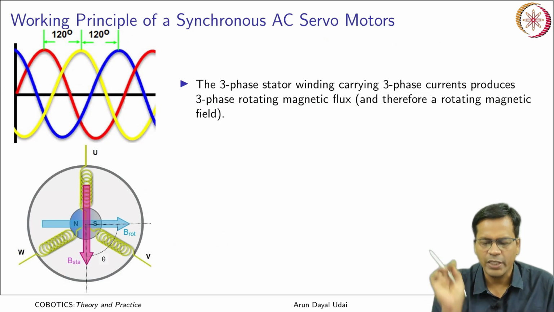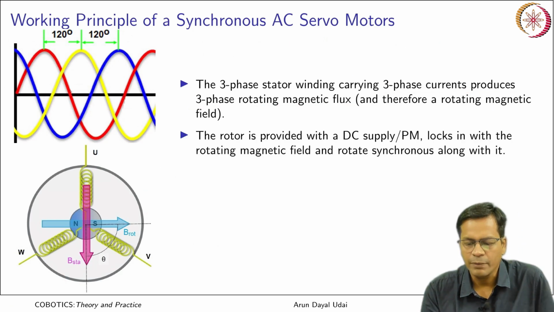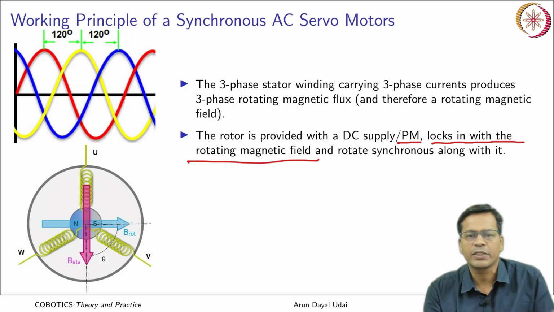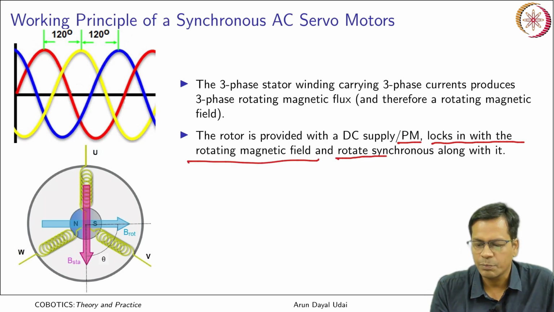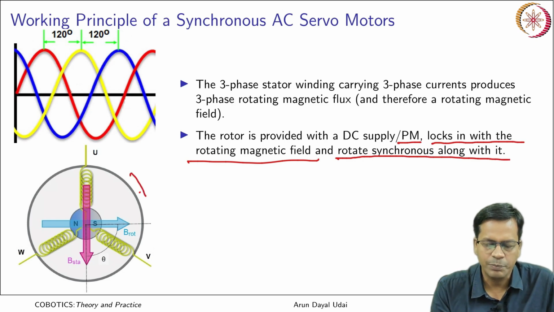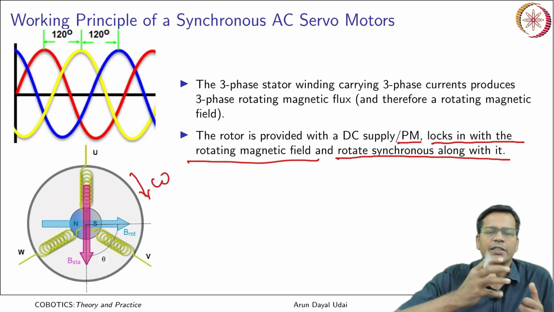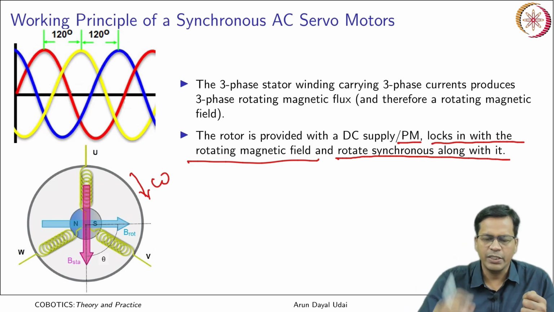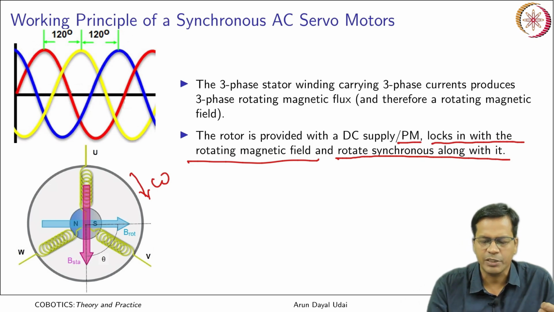So this three-phase stator winding carries three-phase currents that produce a three-phase rotating magnetic flux, and therefore the rotating magnetic field. The rotor is provided with a DC supply, or it has a permanent magnet which locks in with the rotating magnetic field, and they rotate at the synchronous speed of the rotating magnetic field. Got it? Whatever the speed of the rotating magnetic field is, that becomes the speed of the locked-in armature which has the permanent magnet. So permanent magnets get locked to the rotating magnetic field, and it rotates at the same speed.